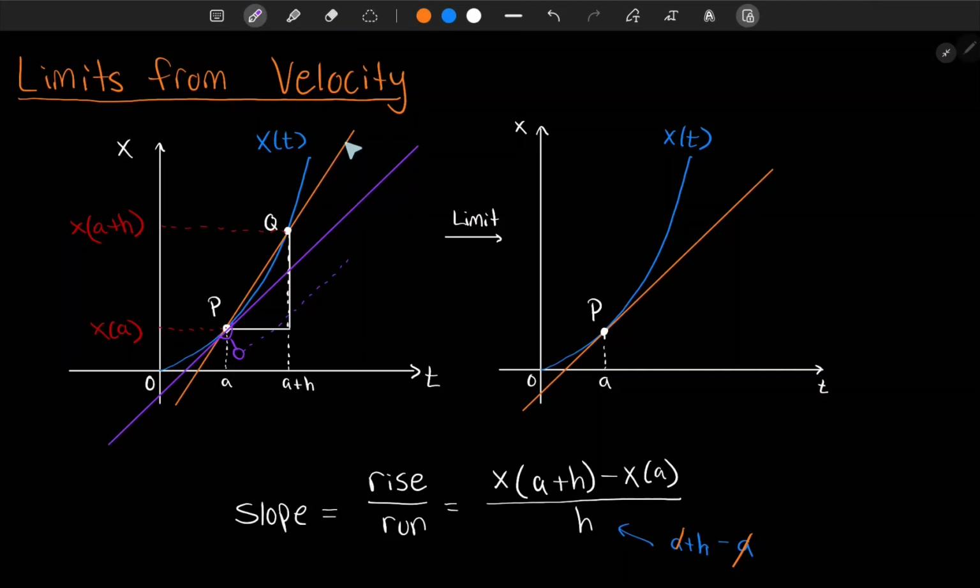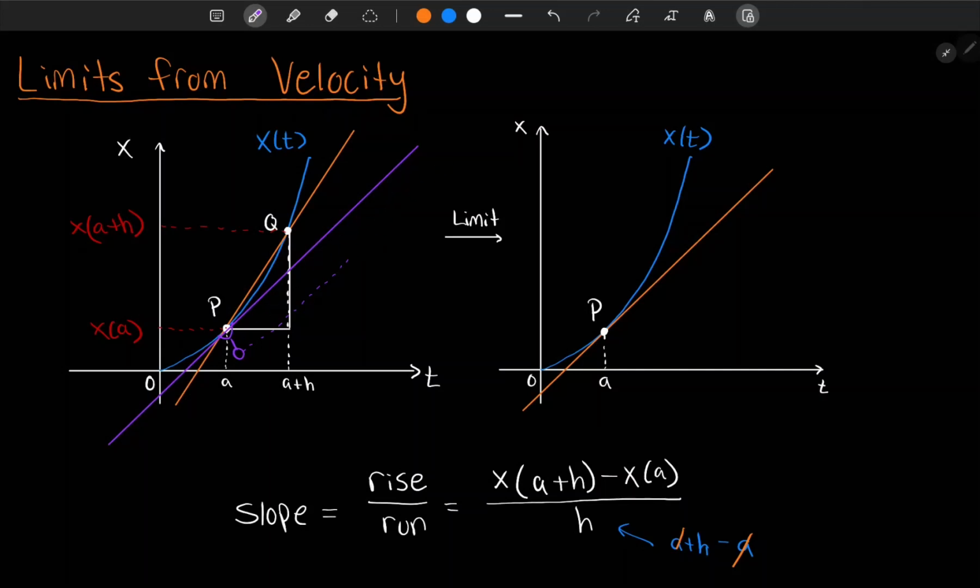But the issue is, this orange line is nothing like this purple line. And one way to get it to that point is by taking Q very close to P. So we chose Q to be some distance h away from A. So what if we made h very small? Right? If you take h very, very small, Q starts to move down the blue curve until it gets very close to P. And when it gets equal to P, this orange line will match the purple line.